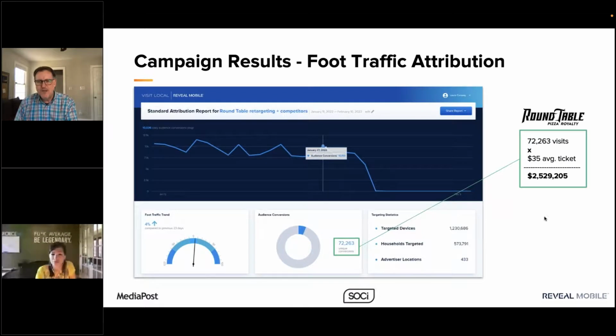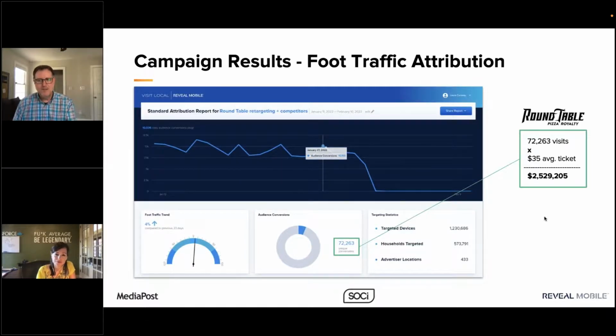We've targeted about 1.2 million devices on the far right from about 500,000 households. And again, our 400 plus locations in the bottom right, 433 Roundtable pizzas are in our campaign. But that middle number is really the most important one. Out of that Facebook spend and those addressable audiences, we've seen now 72,263 people have dinner or lunch or maybe breakfast if they serve that at Roundtable. So that's really a powerful number in terms of proving the value of this location-based ad spend to your district manager, to your COO, to your CMO, whoever is the stakeholder in this room.